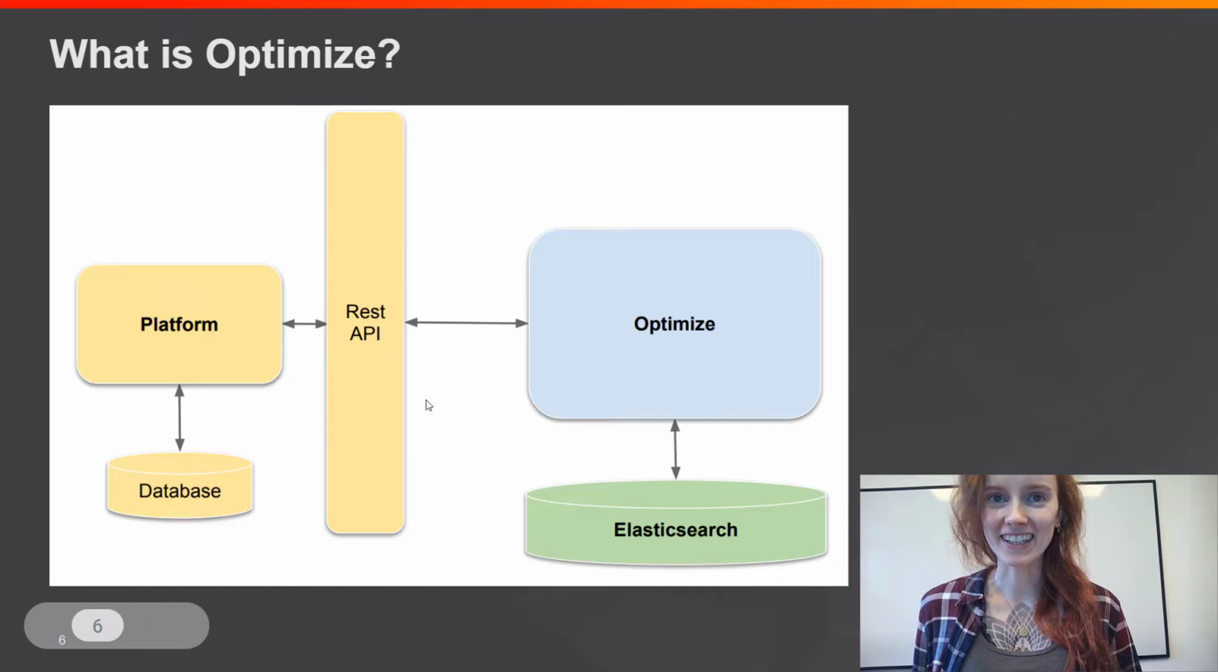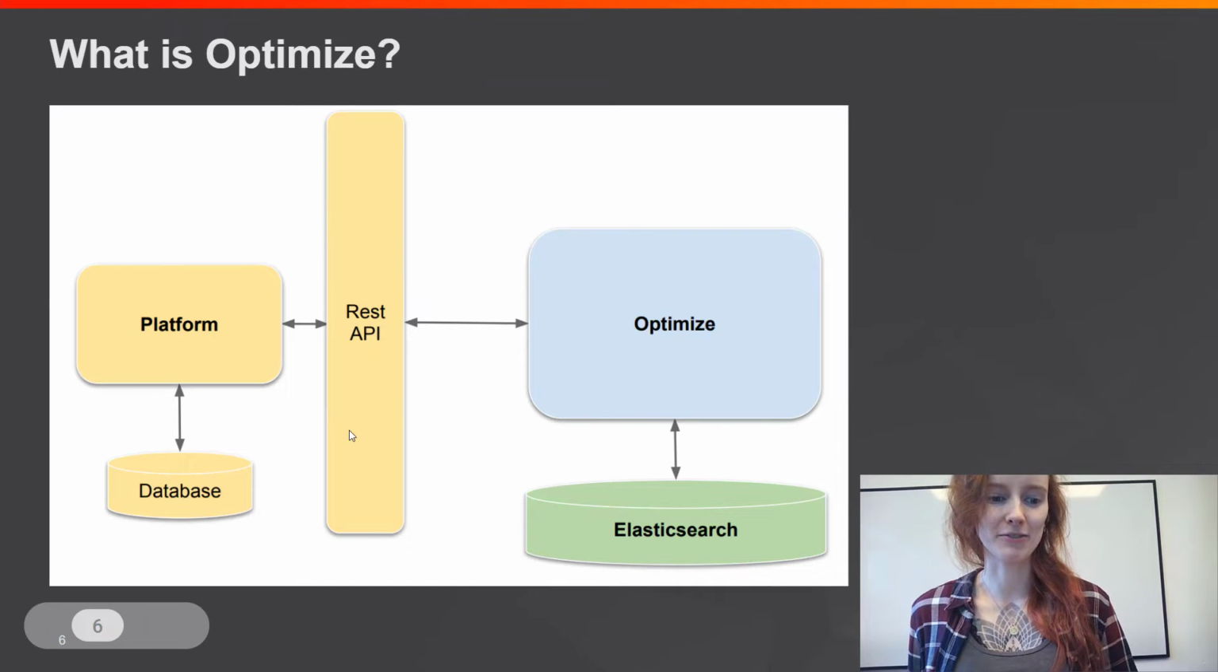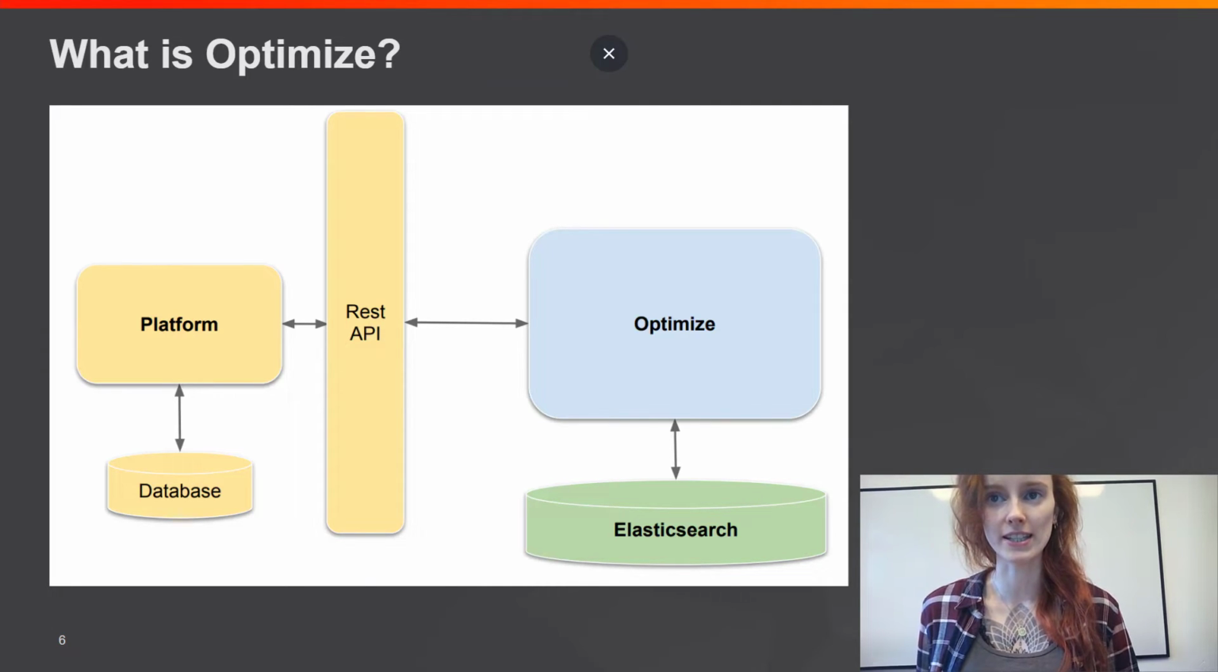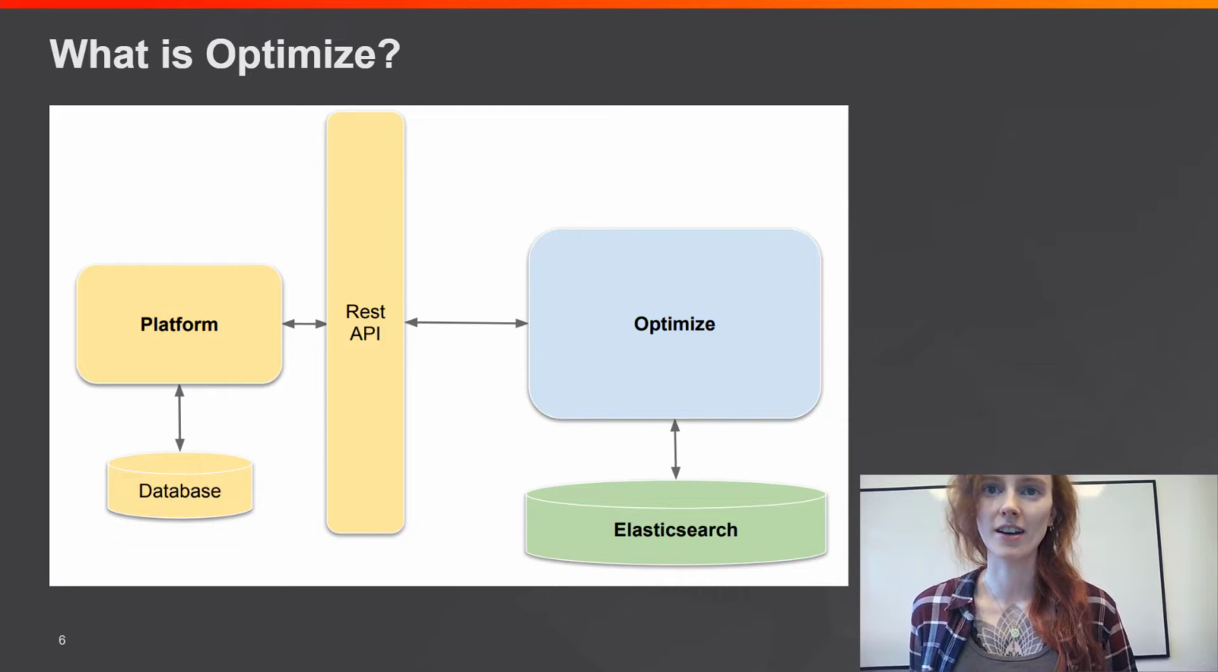More specifically, Optimize pulls data from the platform using a dedicated REST API. This data is then imported and stored in Optimize's own Elasticsearch instance. And once imported, Optimize uses the complex analytical algorithms our very smart developers have come up with to create all sorts of exciting reports and analytics on this data to answer your business questions.